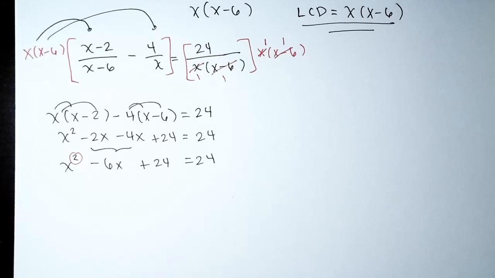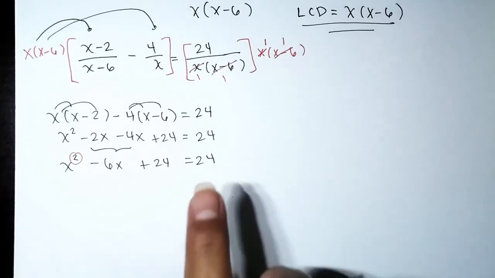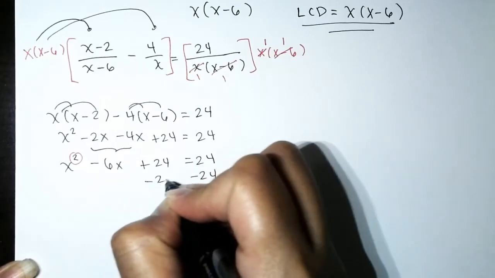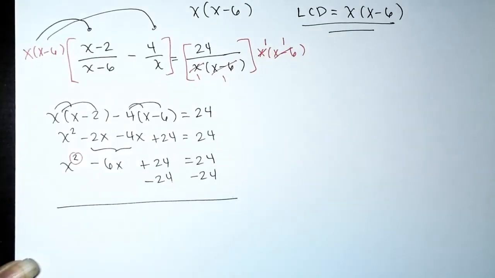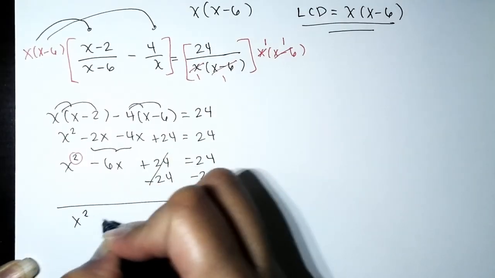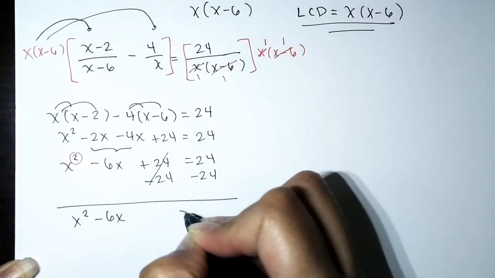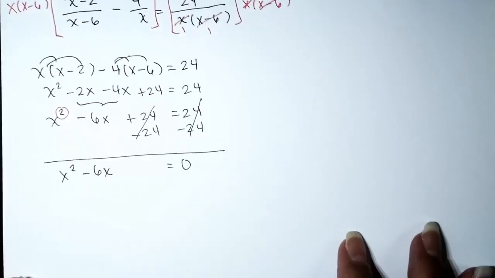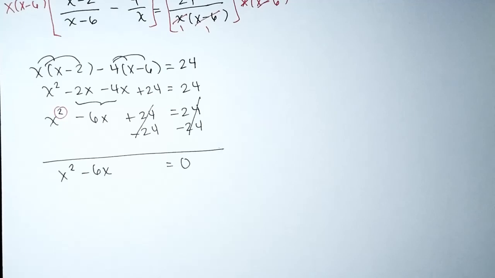So to solve by factoring, set the equation equal to 0, factor completely, and then apply the zero factor property. Let's do this. To set this equation equal to 0, let's go ahead and subtract 24 from both sides. And that will leave us with x squared minus 6x is equal to 0. Okay, so it's set equal to 0. Now that we set the equation equal to 0, we have the green light to factor.